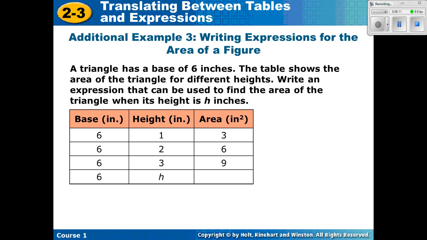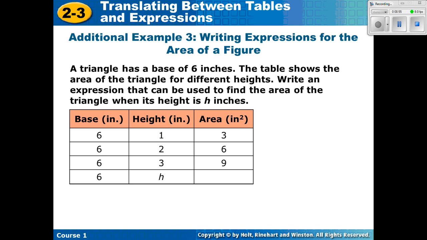Now look at this one. A triangle has a base of 6 inches. The table shows the area of the triangle for different heights. Write an expression that can be used to find the area in the triangle when its height is h inches. H is our variable. So the base, as we can see here in the table, is going to be 6, no matter what. And it also says it in our word problem. Our height, see 1, 2, 3, and then the letter H. Our area, 3, 6, and 9.